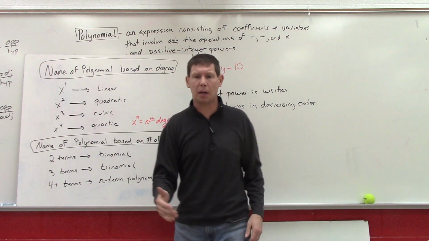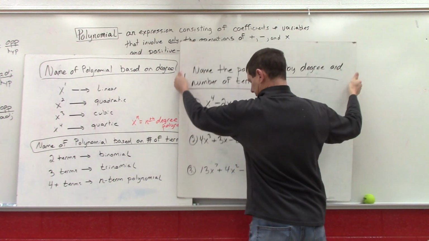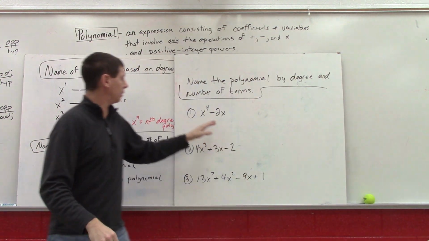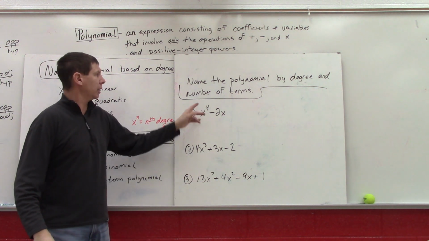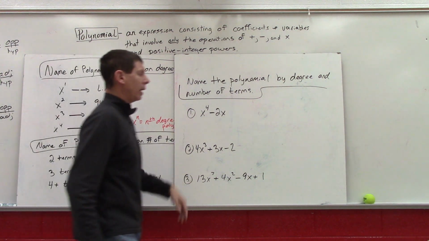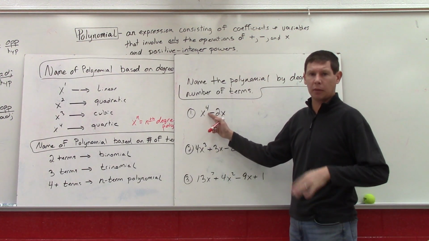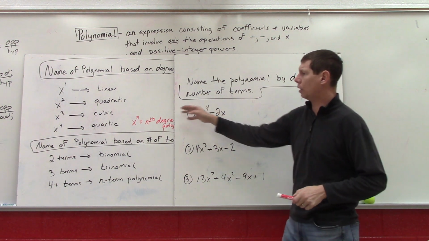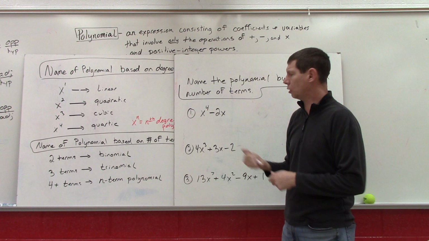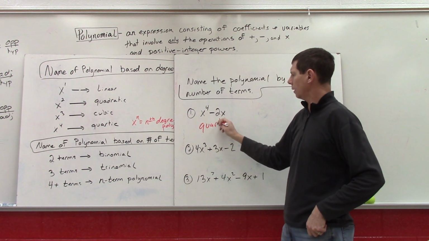Now we're going to take a look at a couple examples. As long as it doesn't fly off the ledge here, we'll be okay. It's going to ask us to name the polynomial by the degree and by the number of terms. So when we look at the degree here, that's our highest exponent. Our highest exponent here is a 4, which tells me we're dealing with a quartic. So this is a quartic polynomial. I'll write that down, quartic.